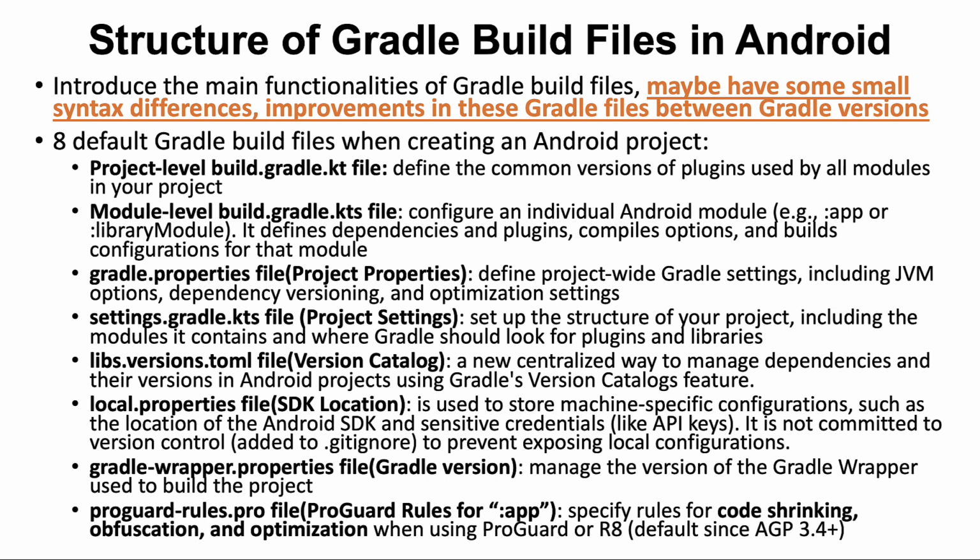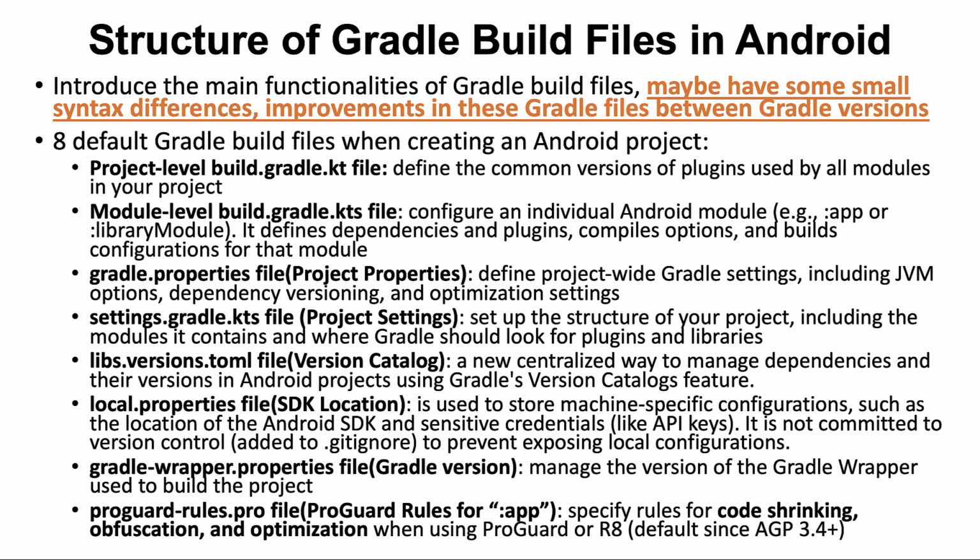Then, the module-level build.gradle.kts file means that one project will have one or multiple modules, and each module will have one module-level build.gradle.kts file to configure an individual Android module, e.g., app or library module. It defines dependencies and plugins, compiles options, and builds configurations for that module.